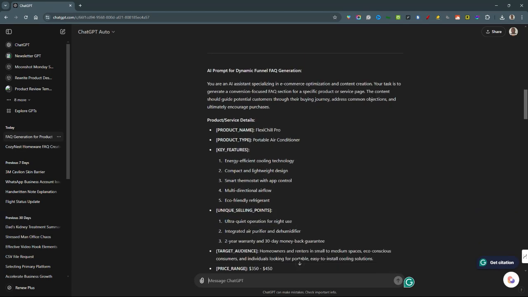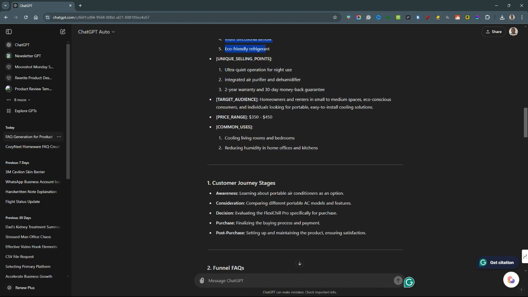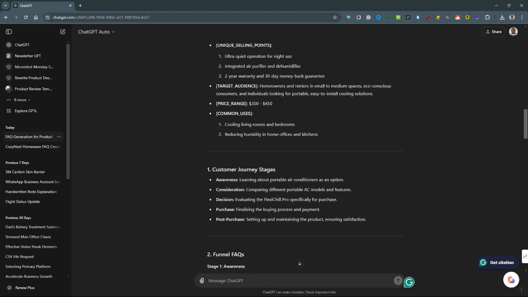Okay, so what I've done is I've filled in some dummy details here, and the product we're looking at is the Flex Chill Pro, which is a portable air conditioner. So we filled in the dummy details, and then I ran the prompt, and this is basically what you'll see: you've got awareness, learning about portable air conditioners, you've got consideration, comparing different portable AC models, you've got decision, purchase, and post-purchase. So that's basically what the customer journey is.